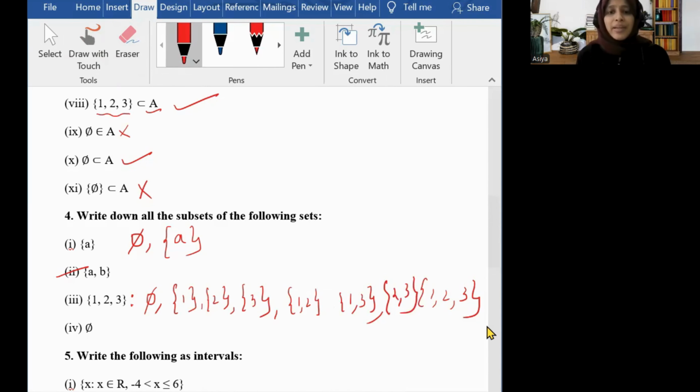So, this is my subset. Again, fourth one. What do I have? Null set. I cannot write anything else. So again, null set itself is a subset of itself.